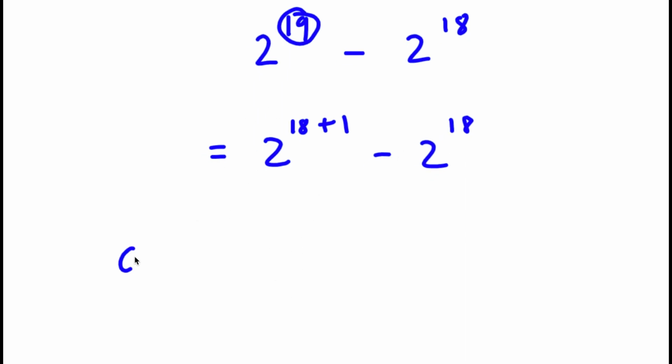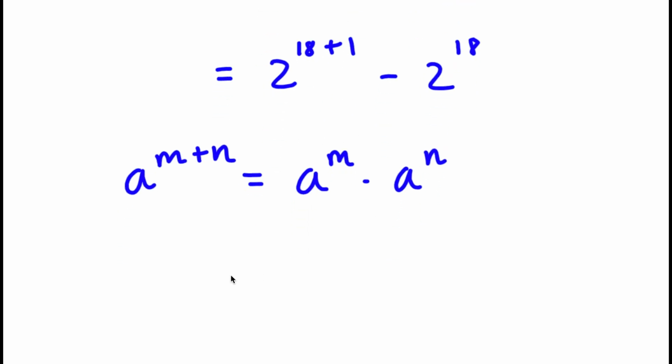Now, if I have something in the form a to the power of m plus n, this is simply equal to a to the power of m times a to the power of n. So in this case, 2 to the power of 18 plus 1, I can write that as 2 to the power of 18 times 2 to the power of 1. Now I have this minus 2 to the power of 18.